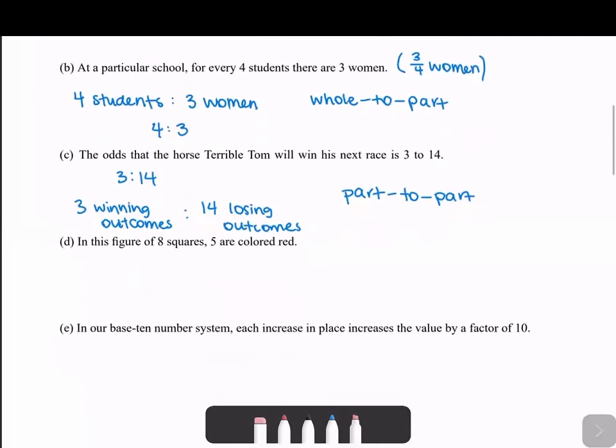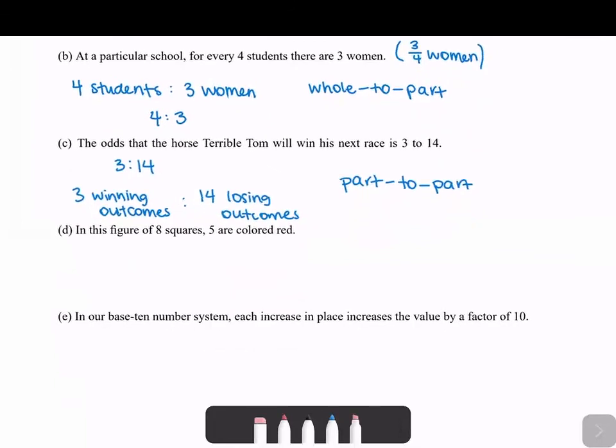Okay, the next one says that in a figure of 8 squares, 5 are colored red. So out of 8, we can write this as a fraction. Out of 8, 5 of them are colored red. So this means that 5/8 of the squares are red. And so this one can represent a part to whole, and we wrote it as a fraction because of that. So part of the squares are red out of all 8 of them.